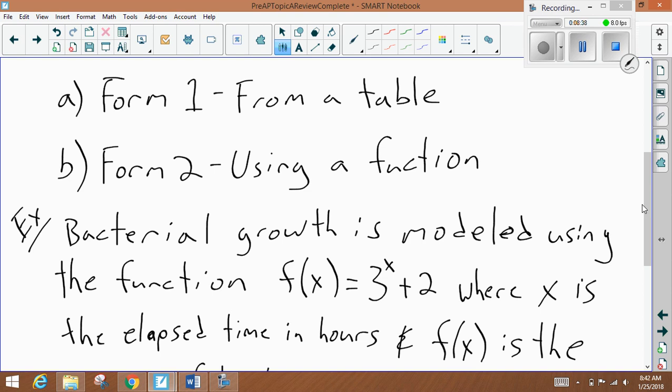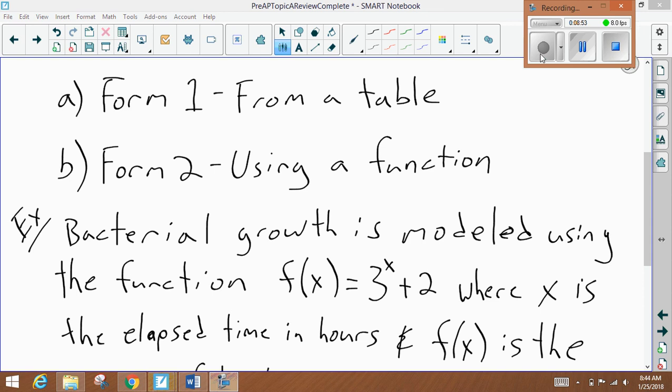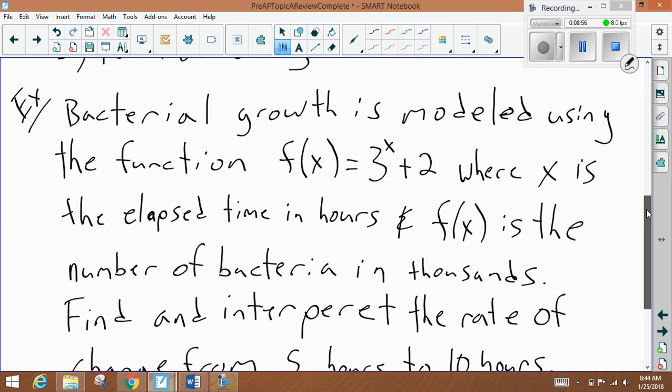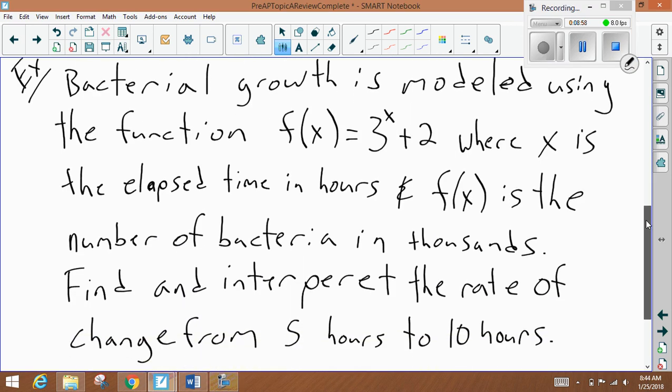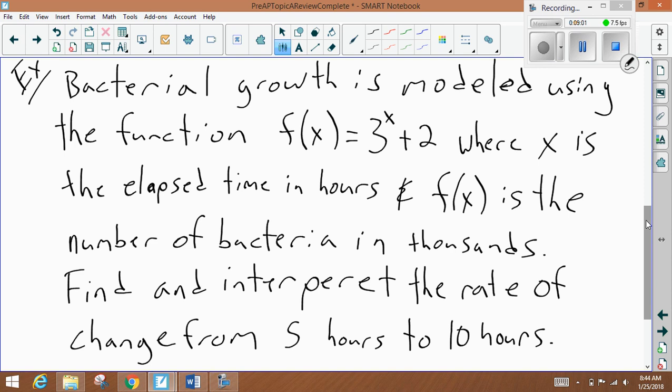So an example of a function is, say we're talking about, I don't know, bacteria growing. That doesn't creep out germ clothes. Growing on you right now. So here's our example. Bacteria growth. It's modeled using the function f of x equals 3 to the x power plus 2, where x is the elapsed time in hours, and f of x is the number of bacteria in thousands. We're going to find and interpret the rate of change from 5 hours to 10 hours.